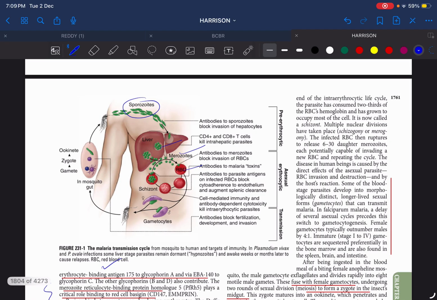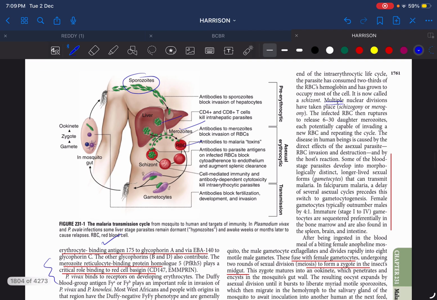Okay, multiple nuclear division takes place here. And as a result of multiple nuclear divisions, what will happen within the RBCs? Two structures will be formed. Two new life cycle stages will be formed. They are called the male and female gametocytes.